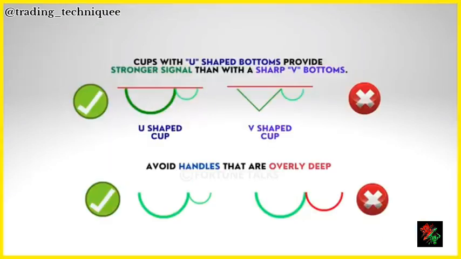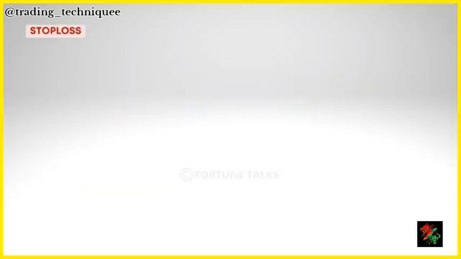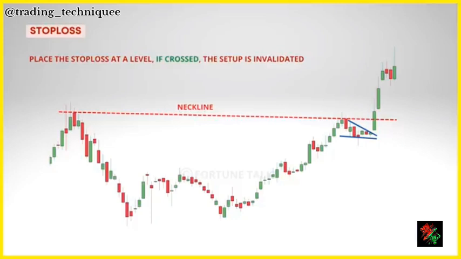Another point to note is that the cups that have longer and more U-shaped bottoms give a better signal, and it is better to avoid the cups with a sharp V-shaped bottom. Now the second question is, where should I set my stop losses? Now whenever you place a stop loss, it should always follow this thumb rule. Your stop loss should be placed at a level where if the market reaches it, your trading setup is invalidated.